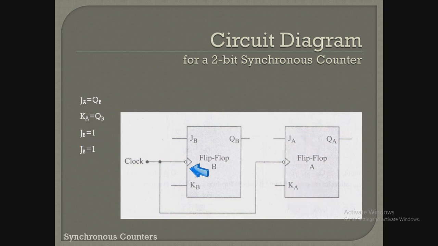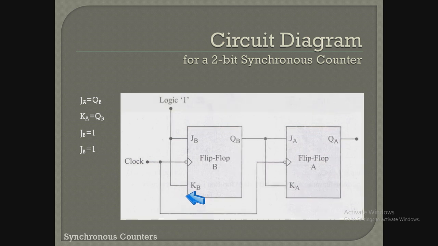Similarly, JB is equal to 1. So a 1 signal should be provided at this input, and KB is also equal to 1. So a 1 signal will also be provided at this, and after completing the circuit we will get something like this. So JB and KB are provided high logic 1, right, and JA and KA are provided QB.